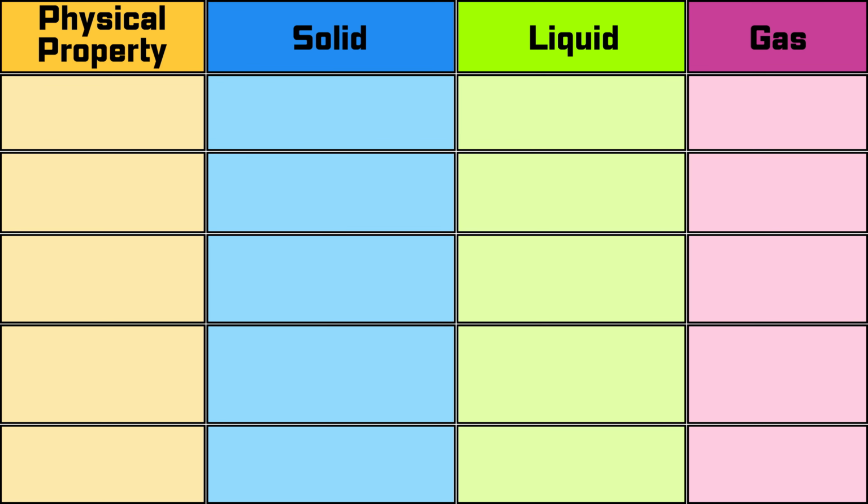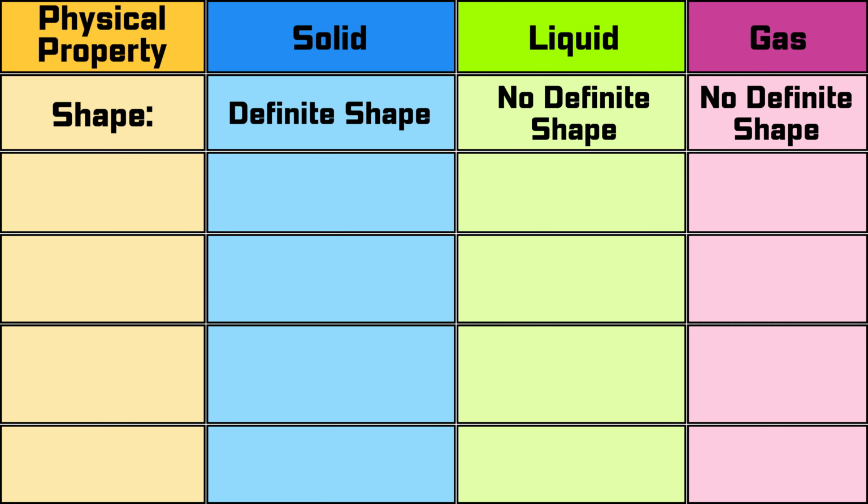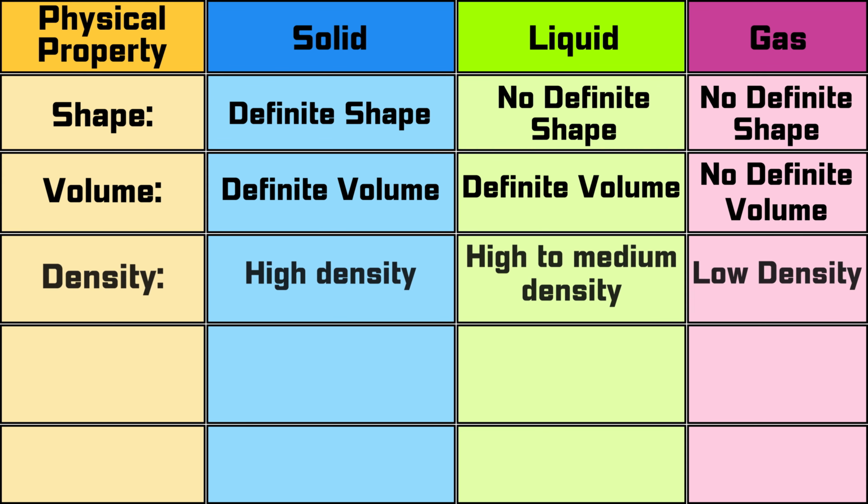In this table, you can see the physical properties of solid, liquid, and gas. First, we'll talk about shape. Solid has a definite shape. Liquid has no definite shape, and gas has no definite shape. Volume: solid has definite volume, liquid has definite volume, and gas has no definite volume.